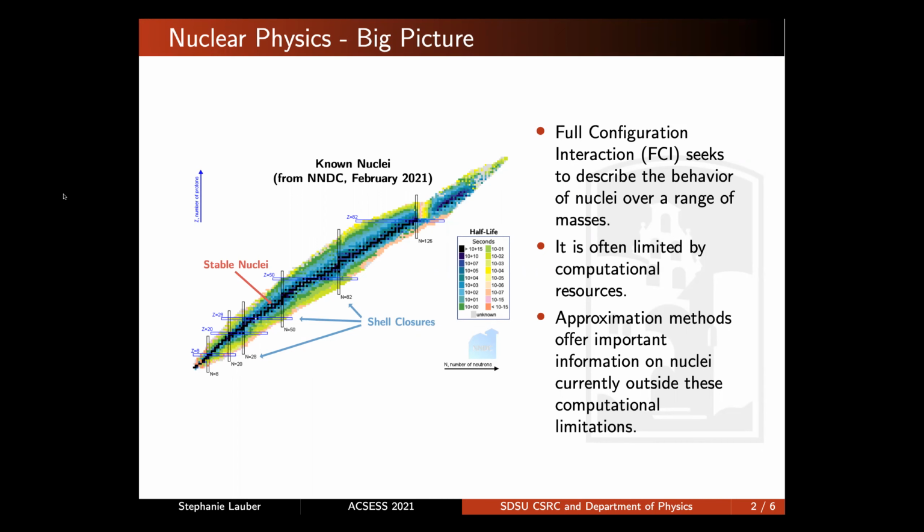And we must turn to computational methods to continue to gather important information about these nuclei. One of the most successful of these computational methods has been full configuration interaction, but unfortunately, as you increase the number of particles or the size of the model space, we often run into a memory-bound problem with these computations. Instead, in this study, we turn to approximation methods that still allow us to gather important information on nuclei that are currently outside the computational limitations of FCI.